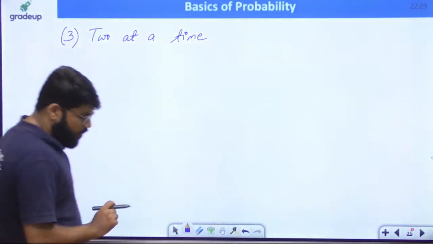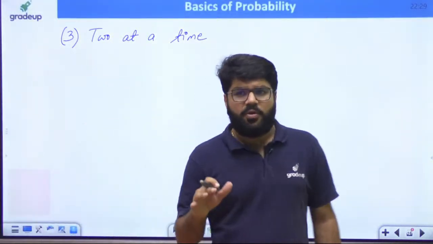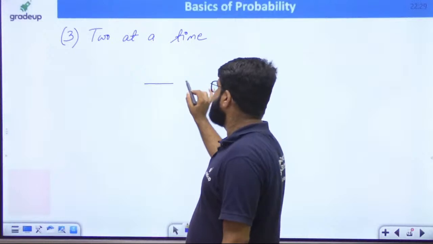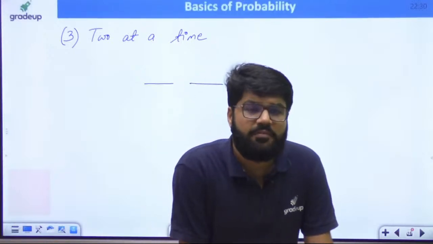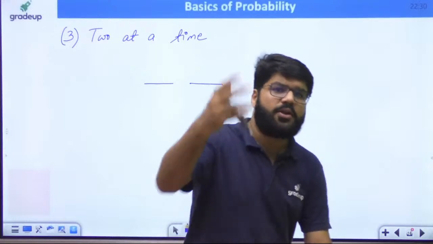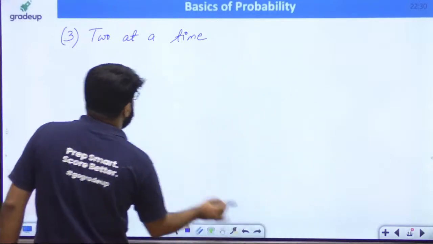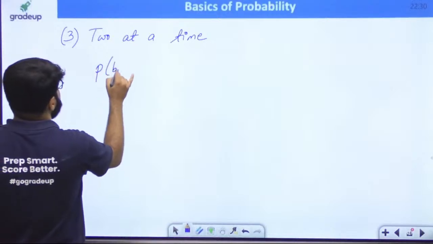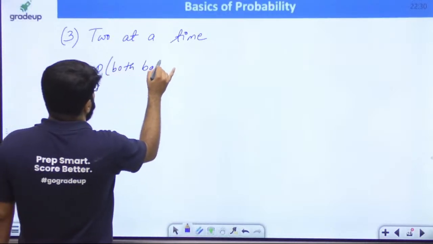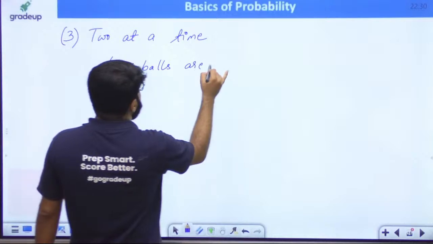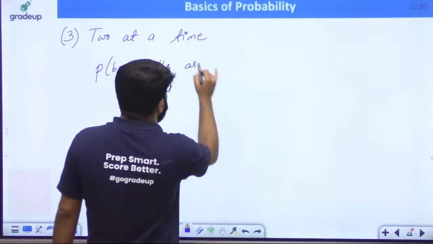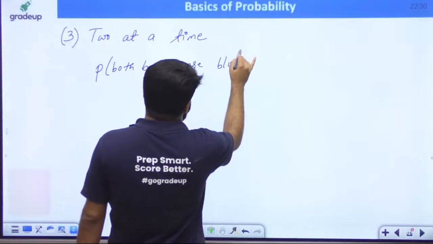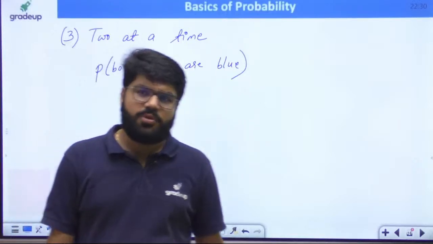Now it's not 1 by 1. We don't have to solve by this philosophy of what is the probability the first is blue, what is the probability the second is blue. No, we don't have to take it 1 by 1. Both are drawn at a time. The question remains the same: what is the probability that both the balls are blue?